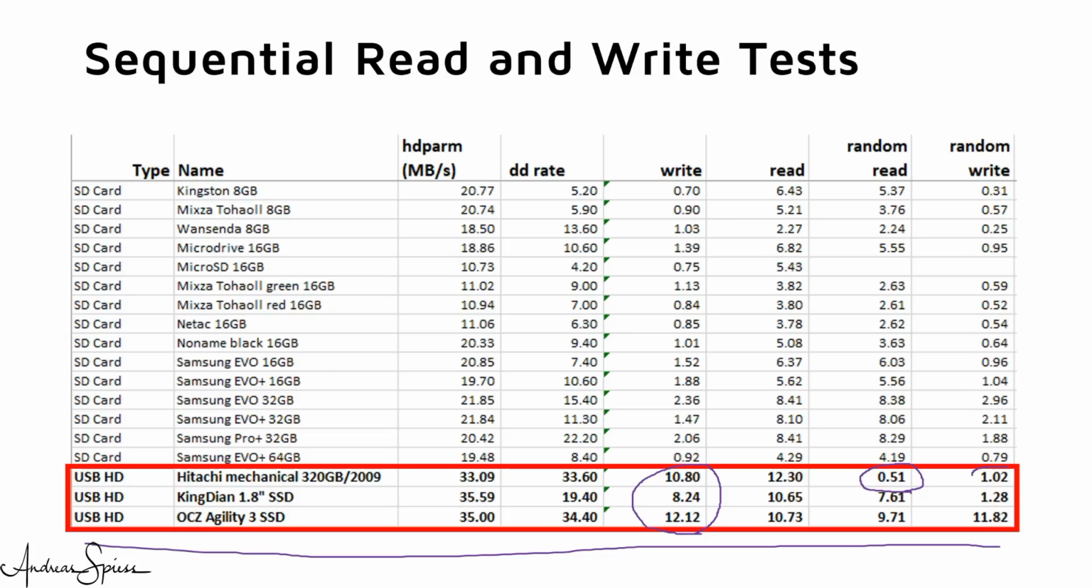The random write is slow for the mechanical and for the small KingDian SSD, but the performance of both disks is comparable with the SD cards. Here, the OCZ SSD is the king.